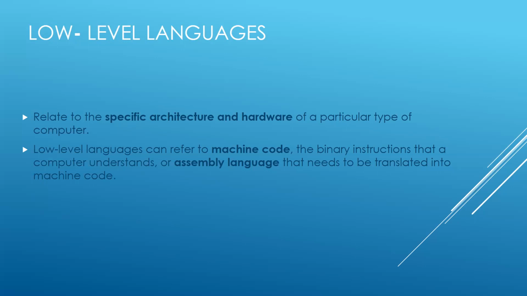Now, as far as low-level languages are concerned, some people call them similar to the machine code, because they can refer to the machine code. And if you recall the term machine code that you have studied earlier, it is the binary instructions, the zeros and ones, which is readily understood by the computer because that is the computer's own language. It does not need any sort of translation. It is understood immediately. And it refers to assembly language, and definitely that needs to be translated into machine code.